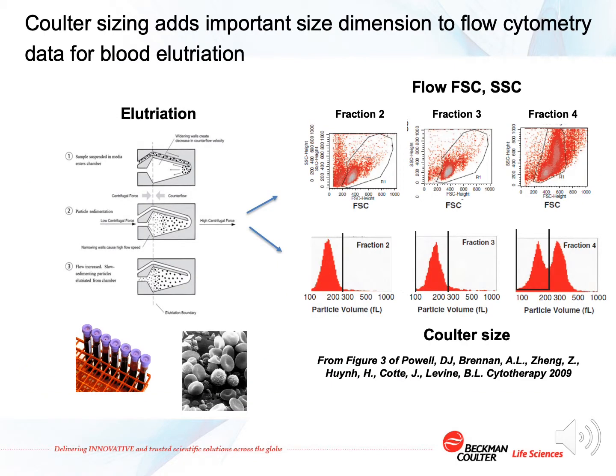Nearly 10 years ago, Bruce Levine's lab published work in which they used the Coulter method in concert with flow cytometry to monitor the fractionation of blood cell populations. Although the forward and side scattering profiles obtained with the flow cytometry method were complex to interpret, the Coulter cell volume analysis method provided clear evidence that fractions 2, 3, and 4, separated by their elutriation centrifuge, contained cells of different size.